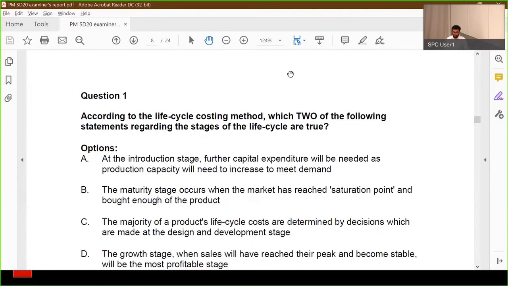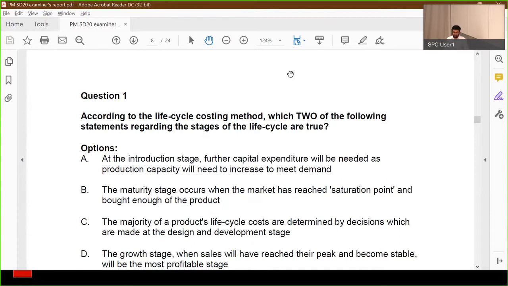And at introduction stage, obviously you have not touched your maximum. So there is a lot of room to produce more units. And if you want to produce more units, you need investment in your assets and production capacity to meet that demand. So this statement is straightforward and hence it is true.